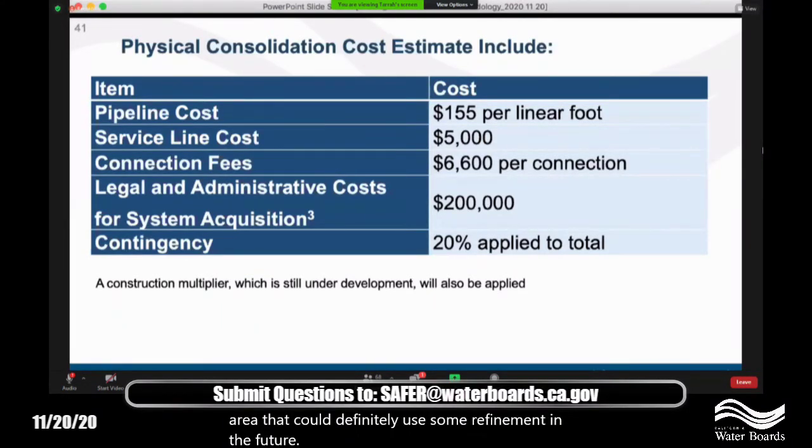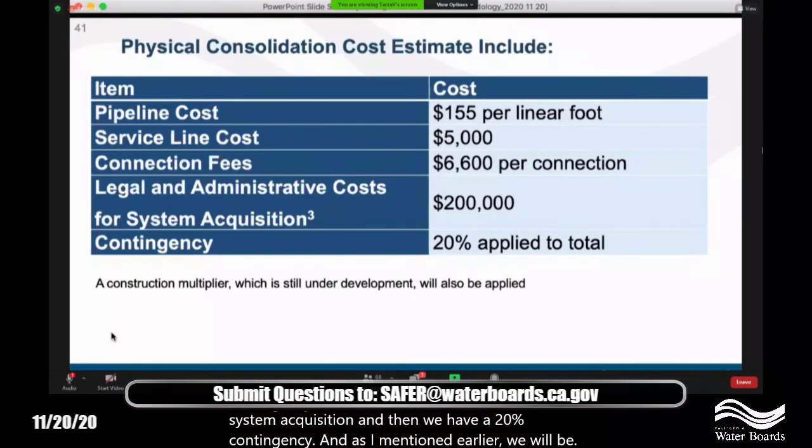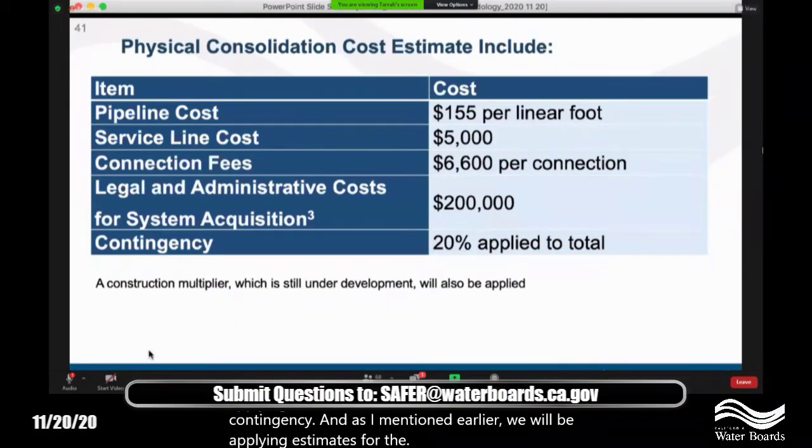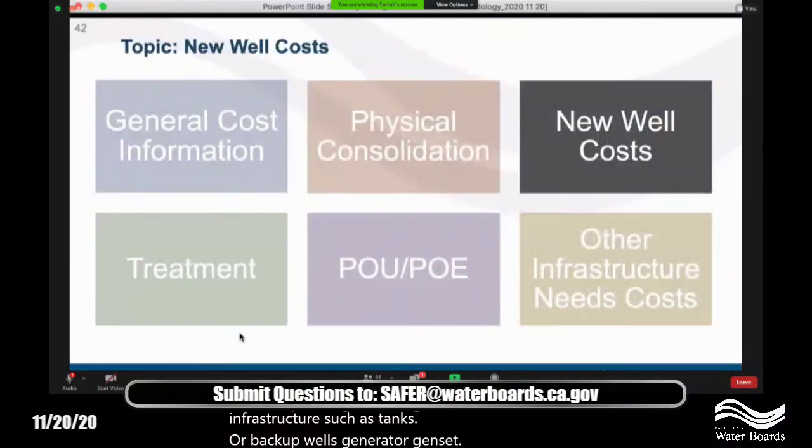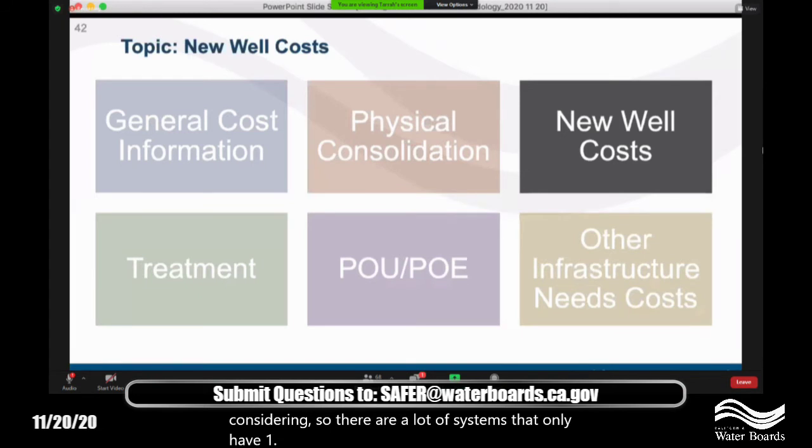We have this legal and administrative cost for system acquisition, and then we have a 20% contingency. And as I mentioned earlier, we will be applying estimates for the other needed infrastructure, such as tanks or backup wells, gen sets, that kind of thing. New wells are something that we're definitely considering. There are a lot of systems that only have one well right now, or their one well is incredibly old. So we need replacement wells, and we also need additional wells in some of these small systems. That's what we're budgeting in this section.